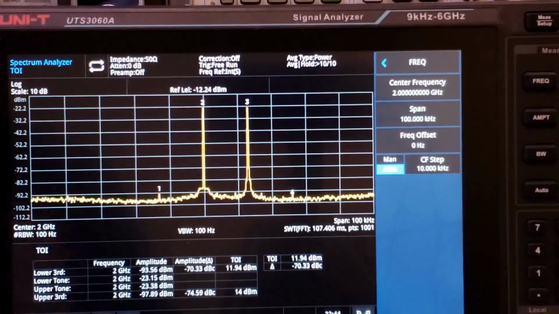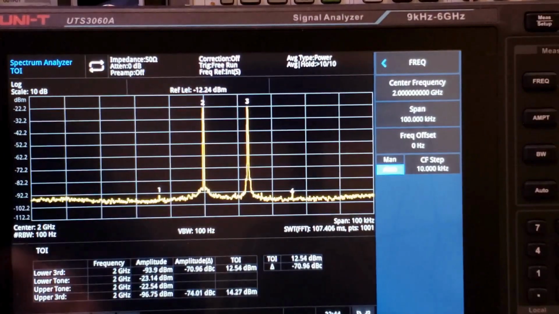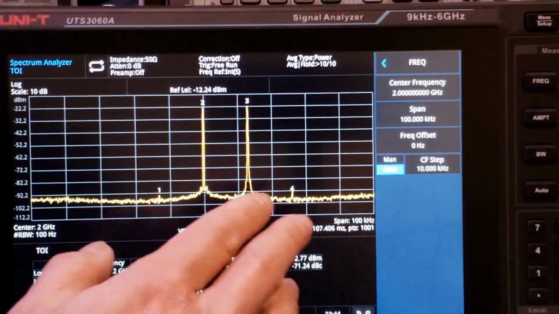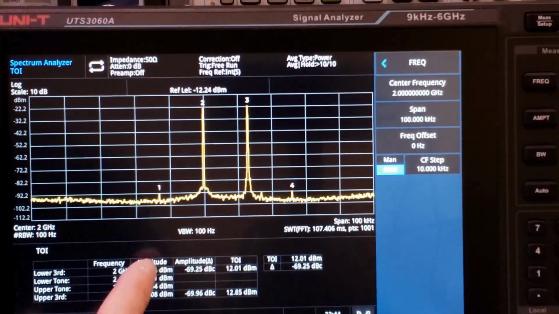The beauty of this TOI module is that everything you can see here is automatically calculated. I didn't have to do any of the marker stuff. I didn't have to do any of the analysis. All the numbers are shown here. And you can see here, we have the upper tone at roughly minus 21.8 dBm and the lower tone at roughly minus 23 dBm. Of course, we have the lower third modulation product and upper product, and they are shown accordingly.